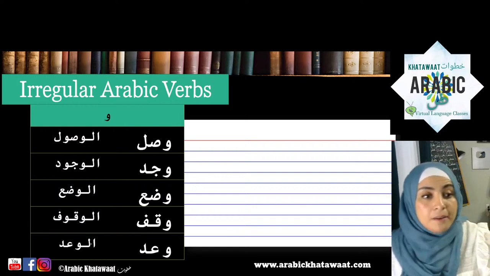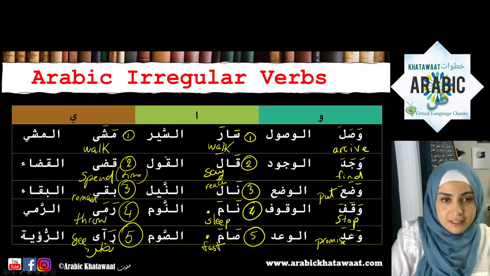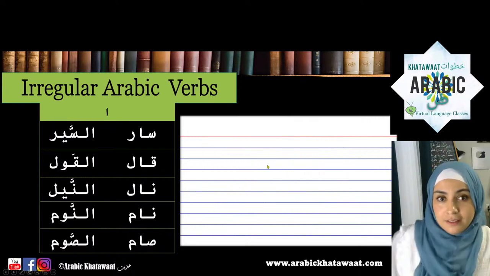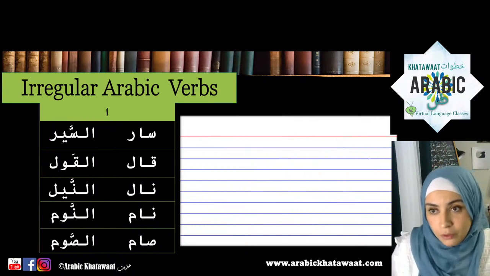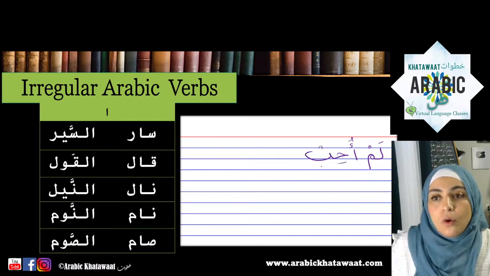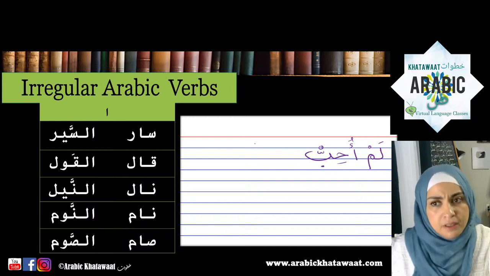لم أحب المشي كثيرا. Great example, Eunice. I'll go back to here. And since we learned the negation, definitely I will be using the negation. And then I would say لم أحب. I didn't like. لم أحب.